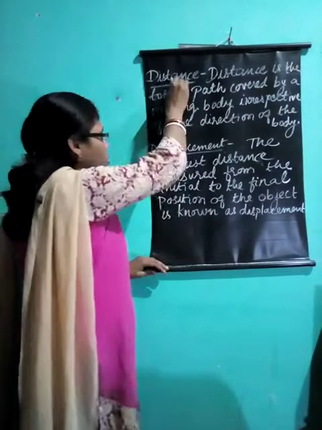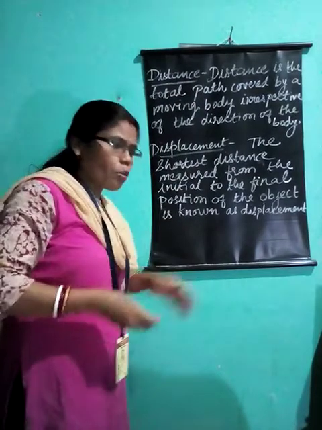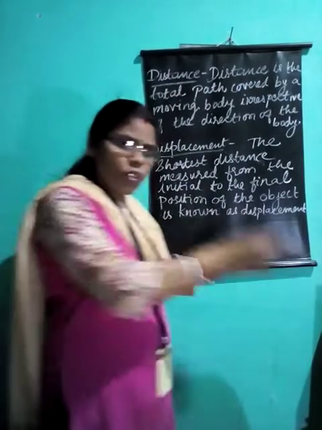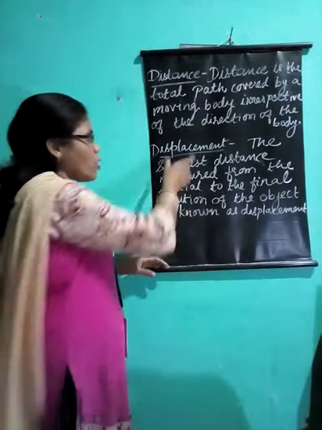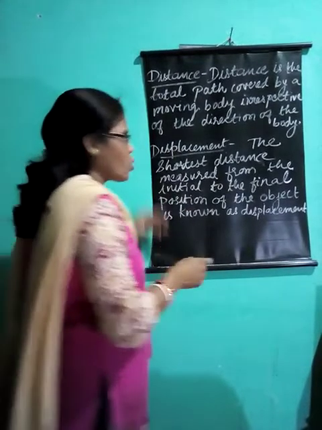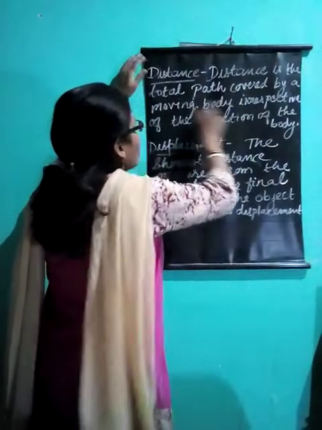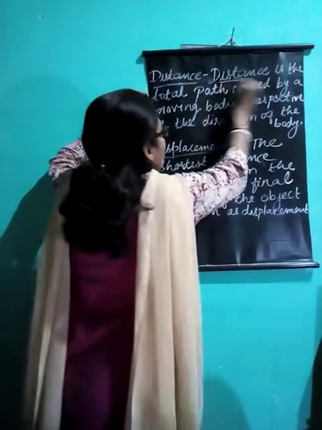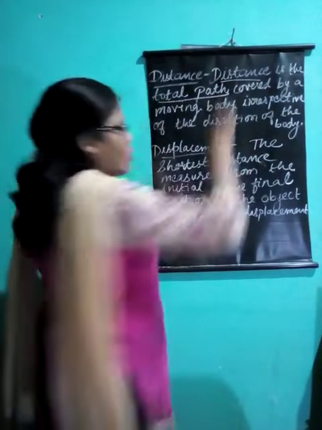First term is your distance. Whenever you talk about motion, because we had covered a distance, you need to understand what is distance and what is displacement. So these two terms we will see first. Now distance, what is distance? Distance is the total path.